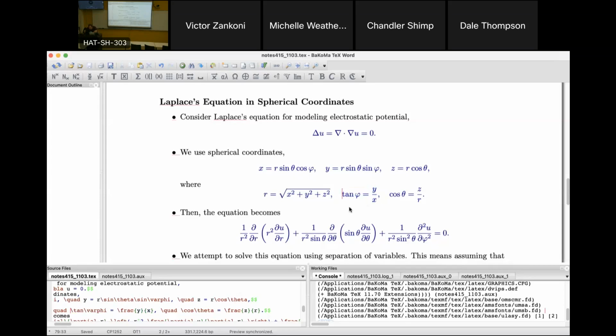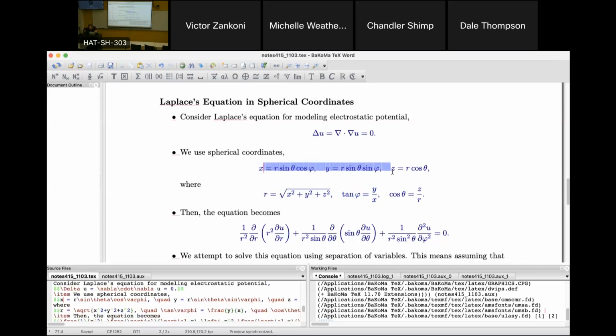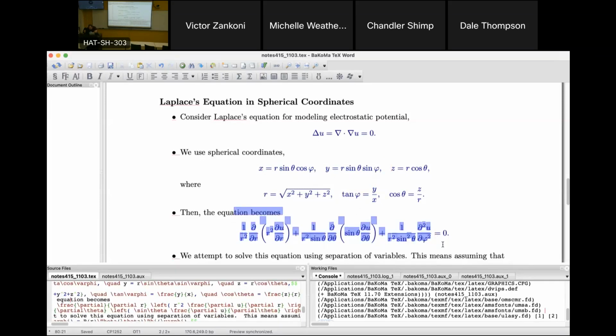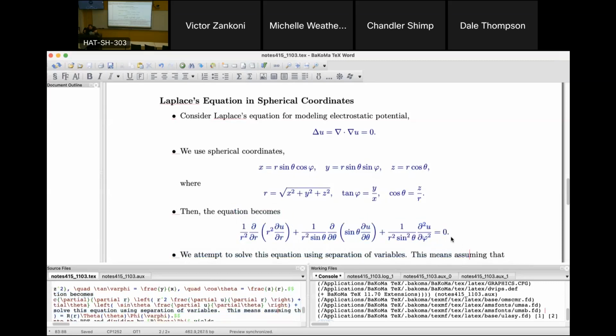Okay. So when you carry out this change of variable in the spherical coordinates, then the Laplacian, which is uxx plus uyy plus uzz, ends up becoming this big mess. So this right here is Laplace's equation in spherical coordinates.